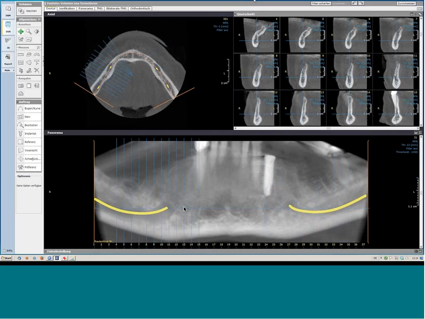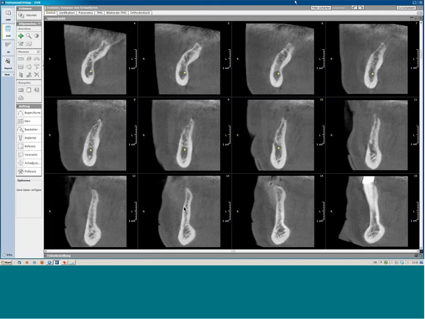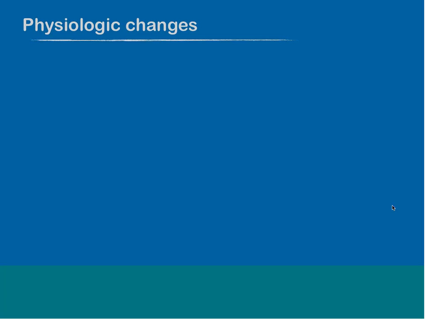Okay, other side as well. Here you can see, very nice. Okay, typical change. Maybe you know, just avoid any kind of planning there.